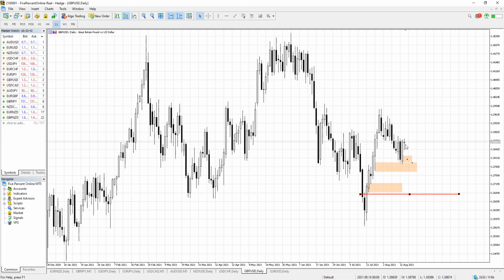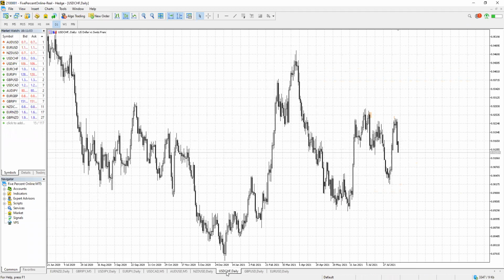So for this week, I'll be looking for buying opportunities and waiting for the next push higher, with targets probably at these levels, which are the next supply available. I don't see any supply here. So that will be for the pound dollar. Dollar franc, it's behaving very, very interesting.